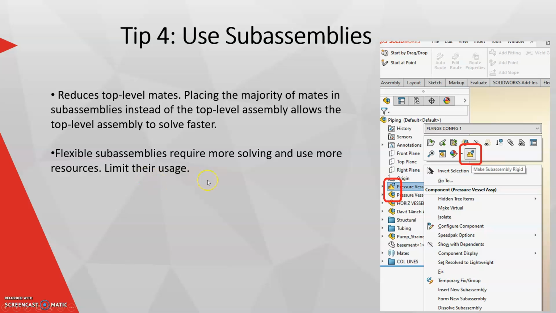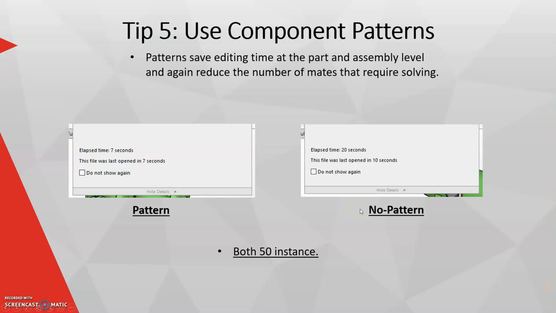So ladies and gentlemen, please focus on limiting their usage. Again, if you use them, make the sub-assembly flexible, do the movement, do what you need, do the design, change the things, and then afterwards make it rigid again. How do you do that? You just simply re-click on that icon.